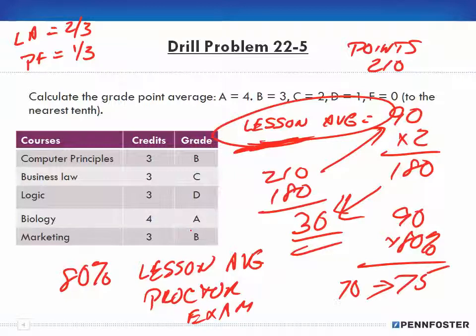I mean, every week I speak with a student. I'm worried about the final exam. I'm worried about the proctor exam. What if I don't do so well? Well, you can not do so well as long as you have a much better lesson average.